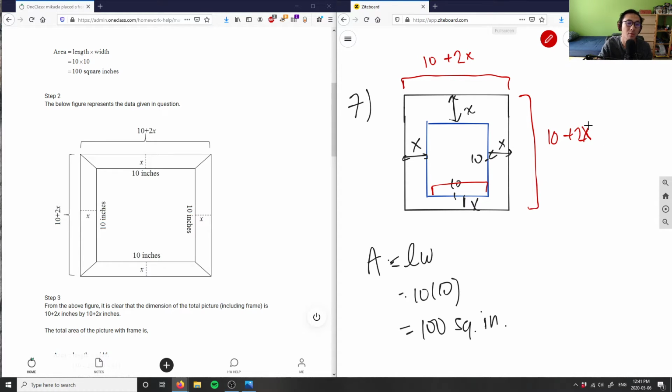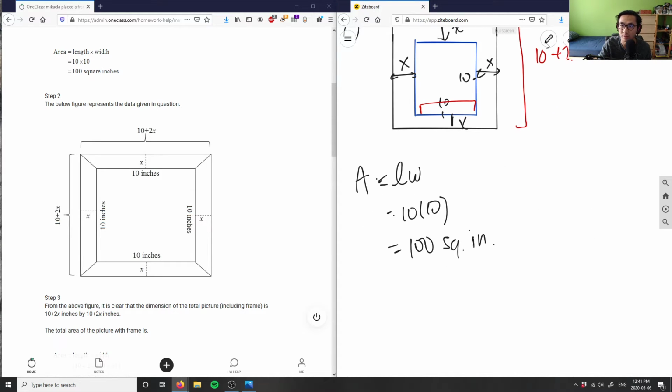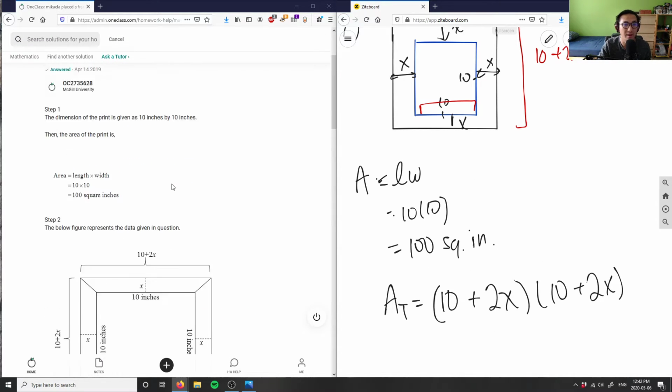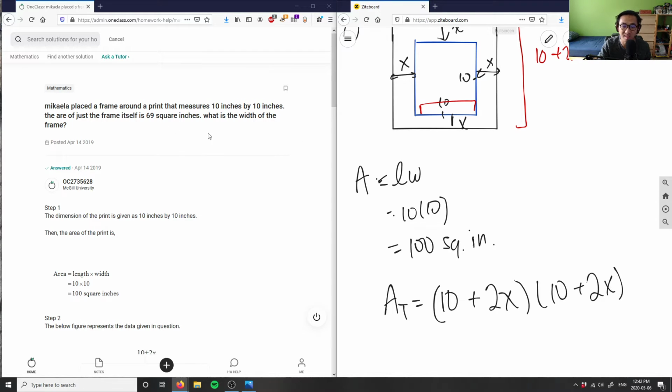So once we found the algebraic expression for the total area, we can write down an equation, right? We can say that the area, or the AT, or the total area, would have to be 10 plus 2x times 10 plus 2 times x here. And this will give us the area of the total frame, right? And as you can see, the area of the frame is 69 inches by itself, and we know that the area of the print is 69, right?